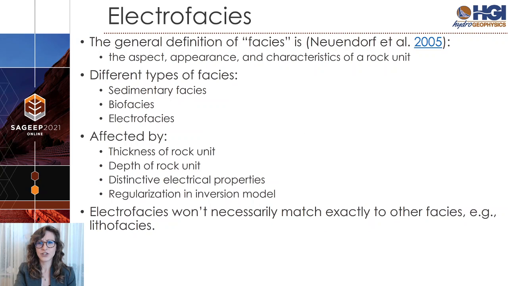The general definition of facies is, in Nunendorf et al. and others in 2005, the aspect, appearance, and characteristics of a rock unit which usually reflects the conditions of its origin and is different from adjacent associated units. Some types of facies are sedimentary facies, a body with unique lithology like lithofacies, biofacies, which are a unique assemblage of fossil organisms, and electrofacies, which are unique characteristics of rock physical properties that describe its mineral composition and interstitial fluid.